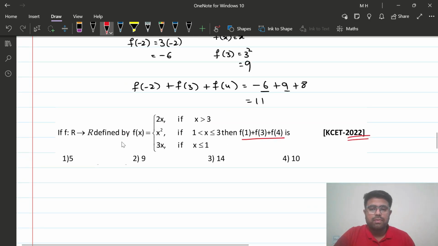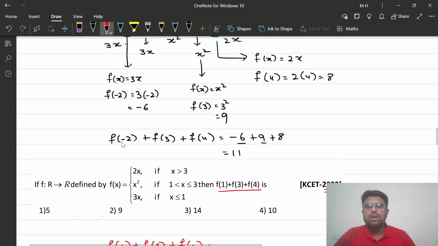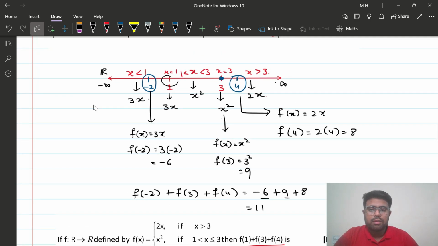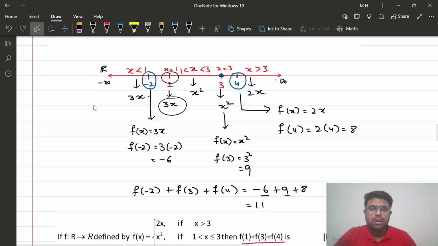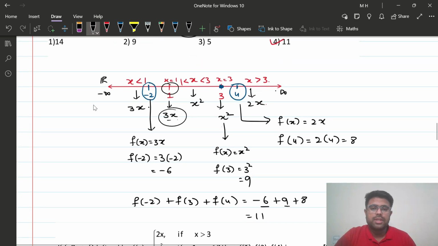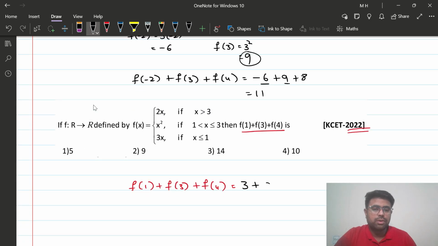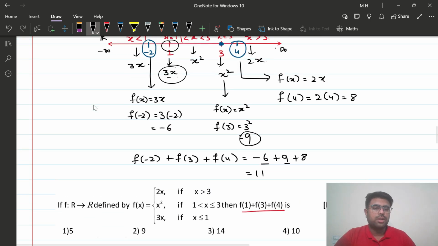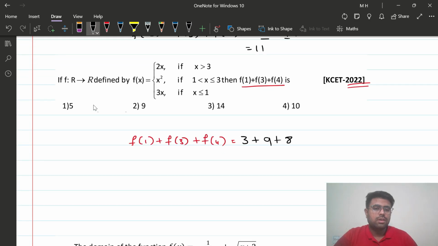So f of 1 plus f of 3 plus f of 4 is all we need, right? So it is going to be equal to, what is f of 1? Just a minute. What is f of 1? At 1 the function is 3x, so 3 ones are 3, so it is going to be 3 plus what is f of 3? At 3 the function is x square, so f of 3 was already found out, it is 9, plus what is f of 4? F of 4 is 8. Okay, so 9 plus 3 is 12 plus 8 is 20, but it is not there.